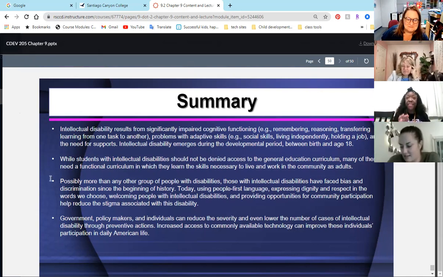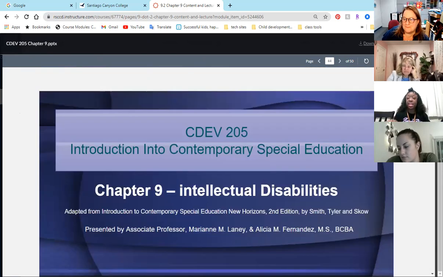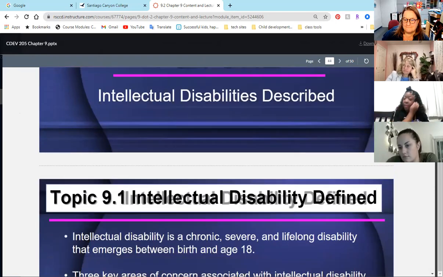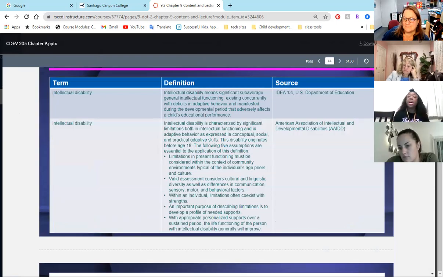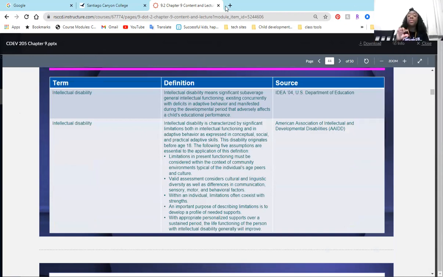Again, with the definitions for the AAID and the IDEA of the intellectual disabilities, when they're doing the IEP process or even the 504, is it labeled IDEA process or the AAID? They would look on there in the IEP. Mm-hmm. Remember, they only look at 13 categories based on what IDEA has set forth.